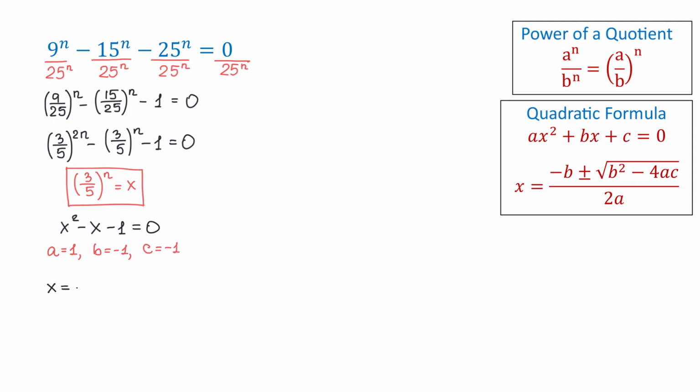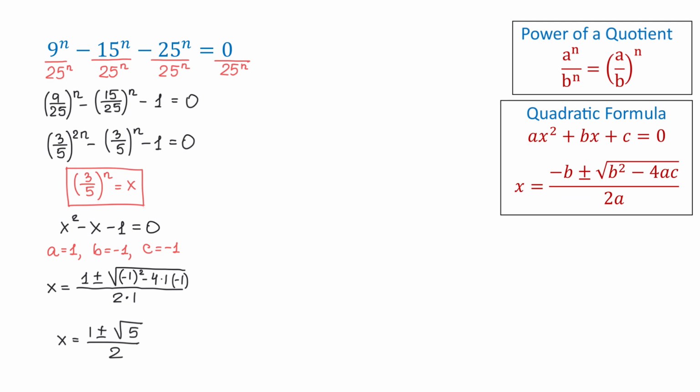Then x equals, and now we have to start with negative b. If b is negative 1, then negative b will be positive 1, plus or minus square root of negative 1 squared minus 4 times 1 times negative 1, all this over 2 times 1. Inside the square root, negative 1 squared is 1, and negative 4 times negative 1 is positive 4. Then 1 plus 4 will make 5. And now x equals 1 plus or minus square root of 5 over 2. So this equation has two solutions. One is 1 plus square root of 5 over 2, and the other one is 1 minus square root of 5 over 2.